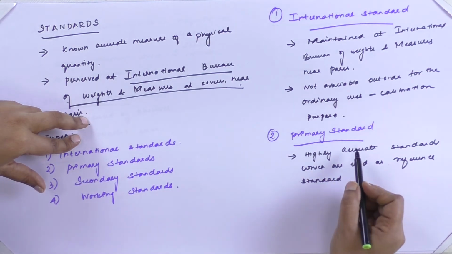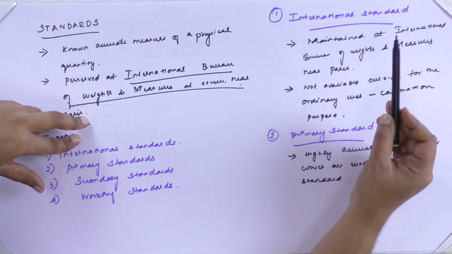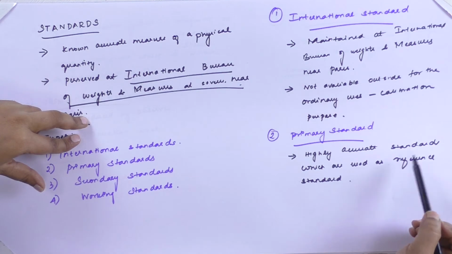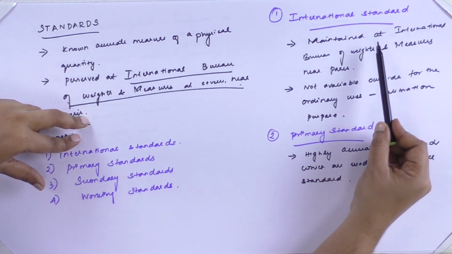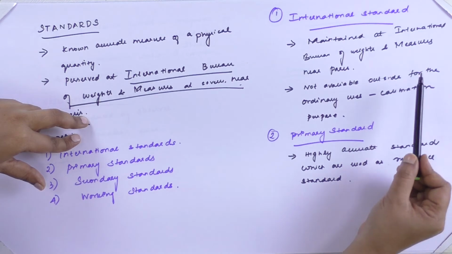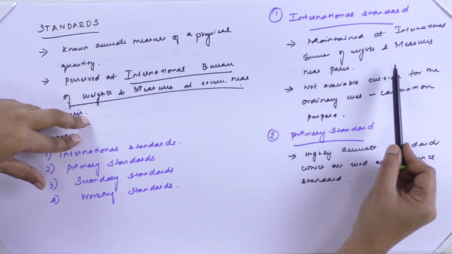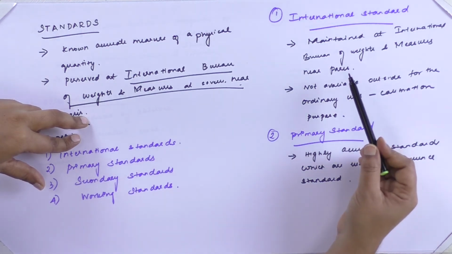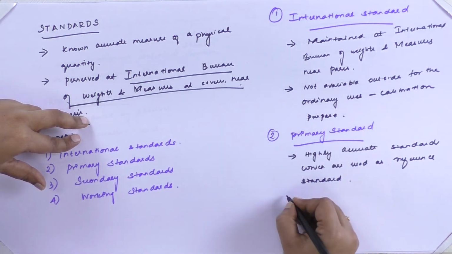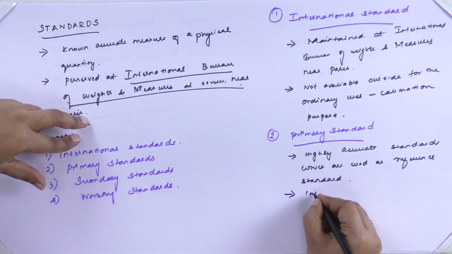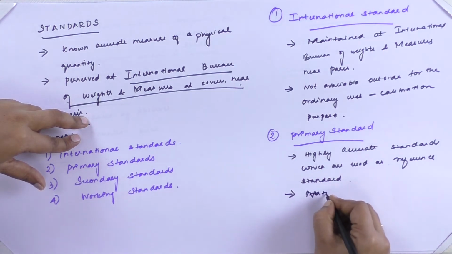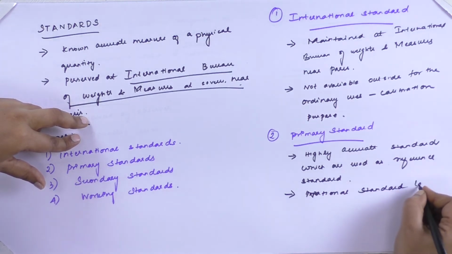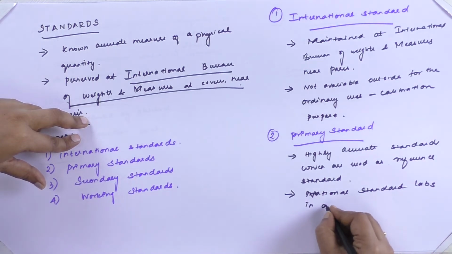These primary standards are nothing but the photocopies of the international standards, or the photocopies of the physical quantities which are available in the international standard laboratories, maintained at the International Bureau of Weights and Measures near Paris. These photocopies of the international standard are called primary standards, and they are maintained at national standard laboratories in different countries.